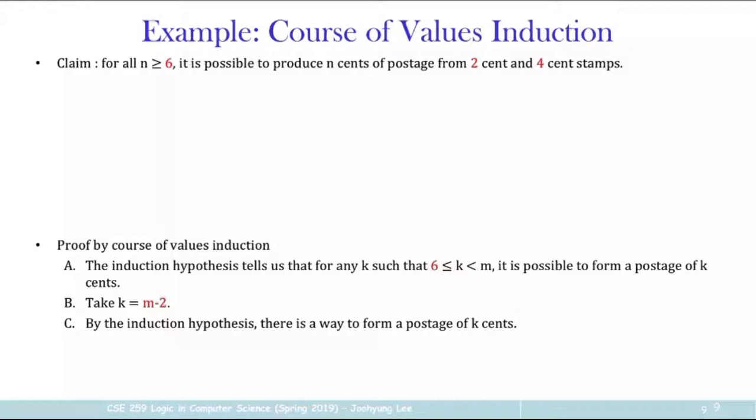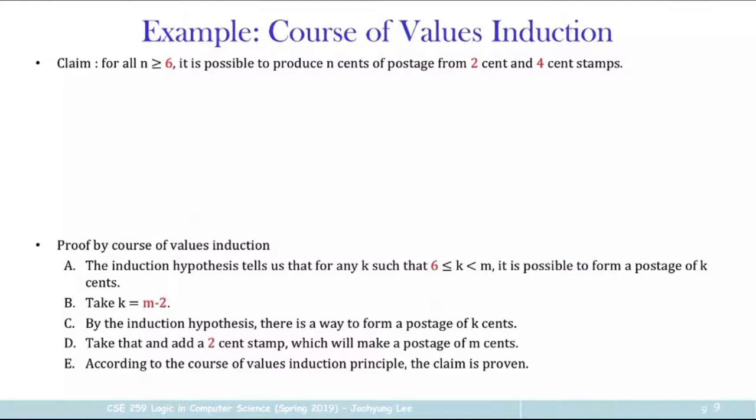Now take that and add a 2 cent stamp, then M minus 2 plus 2 equals M, so I created M cent postage. So according to the strong induction principle, the claim is proven. Convincing, right? Because there's nothing different from the previous one, except for some small number changes. Right? Okay. So can we create n-cent postage using 2 and 4 cent stamps?